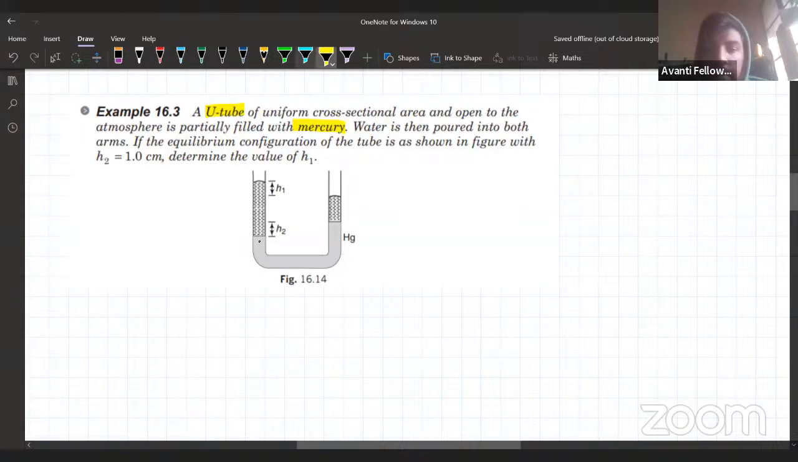If the equilibrium configuration of the tube is as shown with H2 equal to this, find the value of H1. We have been given the value of H2, right? It is 1 centimeter. We have to calculate the value of H1. Since the middle part is not given, we are considering this as, let's say, H. Hopefully I'm audible and visible, right?